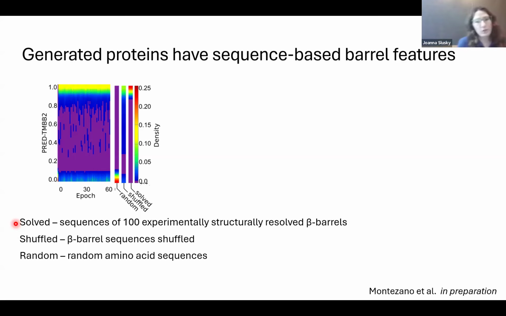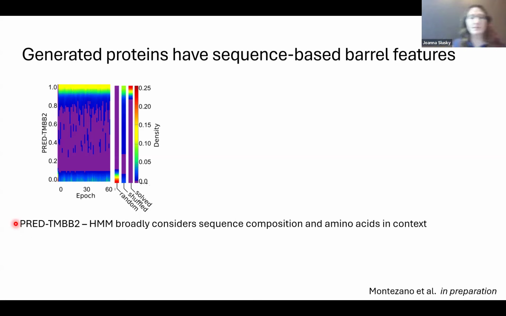So when we look at PredTMBB2, the way that works is that it broadly considers sequence composition and amino acids in context using an HMM. So the fact that you generally get the amino acid distribution right means that even shuffled sequences are doing quite well, although the generative LSTM that we're using does slightly better.